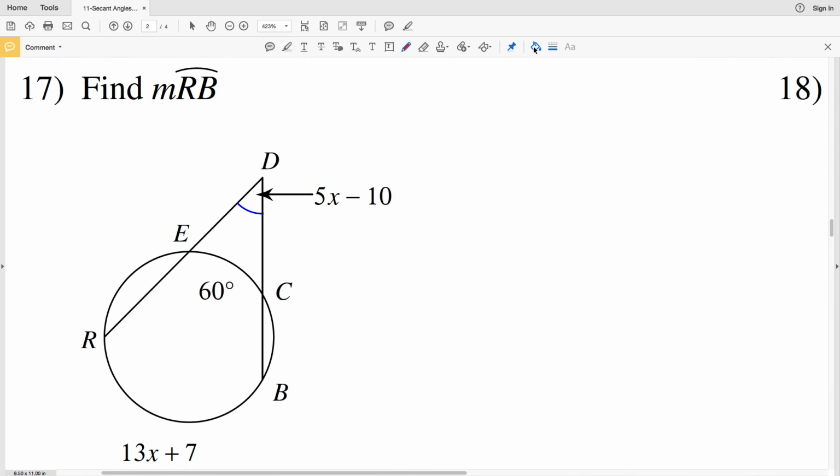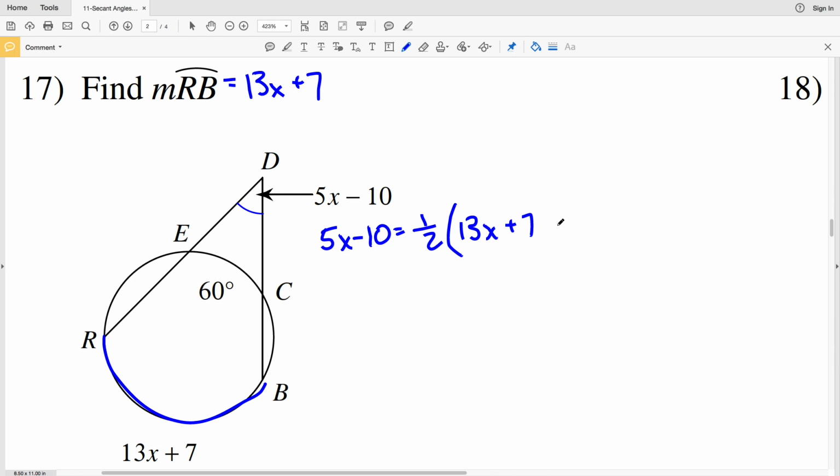In number 17, I'm looking for arc RB, which is the larger intercepted arc of 13x plus 7. Now, since my intersection of chords occurs outside of the circle, I'm going to be taking the difference of the intercepted arcs. So that angle, 5x minus 10, equals 1/2 of the difference of 13x plus 7 minus 60 degrees.